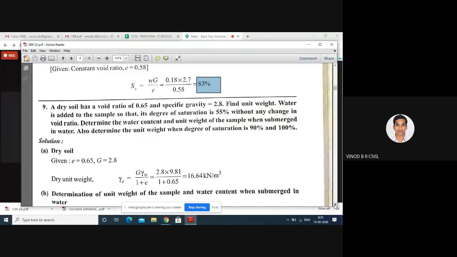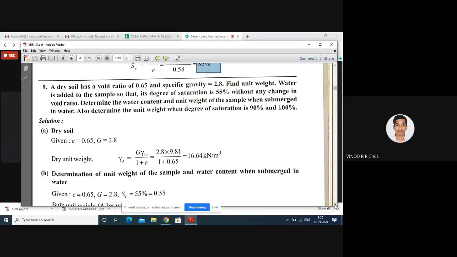Specific gravity is also given in the problem. We have to calculate the unit weight for the first condition. The second condition is if you add water to the soil, the degree of saturation varies to 55% without any change in the void ratio. The void ratio does not change, it remains constant at 0.65. Only the water content or degree of saturation varies from 0 to 55%, and we have to calculate the water content for the unit weight of the sample when merged in water, and also determine the unit weight when the degree of saturation is 90 and 100%.